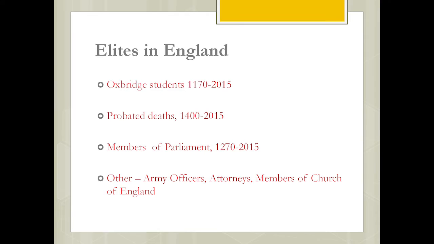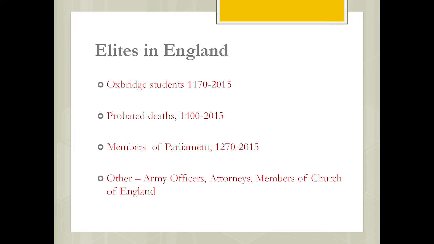We know the students who went to Oxford and Cambridge from 1170 till the present time. And so that's one very distinctive educational elite. Up until the 1830s, there are no other universities in England. And so you can observe the educated elite. We can observe who's probated at death. You're only probated if you have property. Those records go back to 1400. And so again, we can observe the wealth elite in Britain. We know the members of Parliament, so we can observe the political elite from 1270 onwards. And we have other measures like army officers, attorneys, members of the Church of England. There's lots of different candidate elites in somewhere like England.